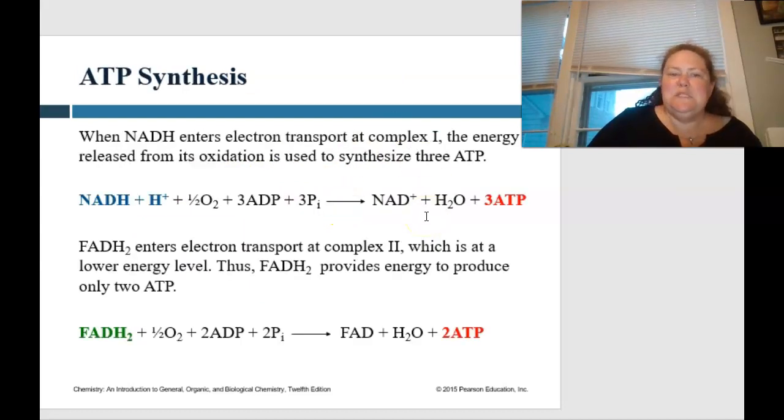So ATP synthesis specifically, when NADH enters the electron transport chain at complex 1, the energy released from its oxidation is used to synthesize, or make, 3 ATPs. So you can see your NADH plus your H plus half of an oxygen plus 3 ADPs plus your 3 Pis is going to end up making 3 ATPs, regenerating the NAD plus and also producing water. FADH2 enters at complex 2, and this is at a lower energy. So therefore, we're not going to make as much ATP. Okay, and so you can see your input again here is FADH2 plus the half oxygen, ADP, Pi, and we are only producing 2 ATP.